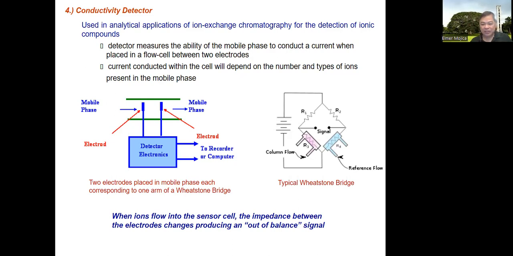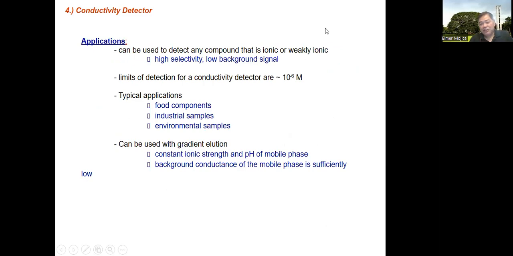So the more sample you have, the more ions you have, the higher the signal. There is what is called a Wheatstone bridge. I don't know if you're familiar with this one. Usually we used it before in physics. So here you have an electrode, and the mobile phase passes through. When the ion is present, your signal goes out of balance. The more ions you have, the more signal you can generate. So you can only use this for ionic compounds. But you can also use this for gradient elution, and it has a much better LOD compared to the others.